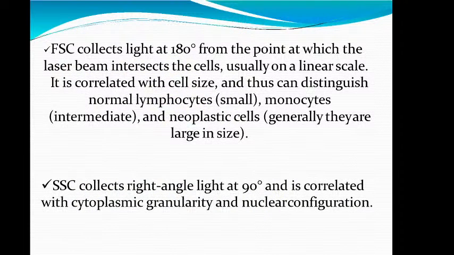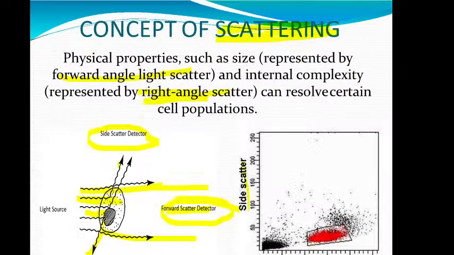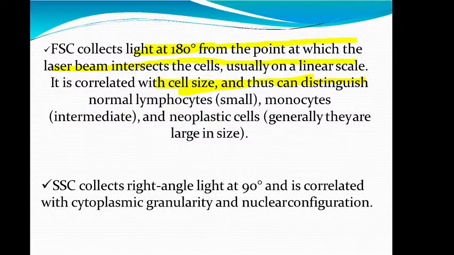In case of forward scattering, it collects light at 180 degrees from the point at which the laser beam intersects the cells, usually on a linear scale. It is correlated with the cell size and thus distinguishes the cells. This forward scattering is helpful in measuring the size of the cell, because only two rays pass through the cell. So from this forward scattering we are able to measure the size of the cell. Whether these are small cells or large cells, we will get it by the forward scattering.